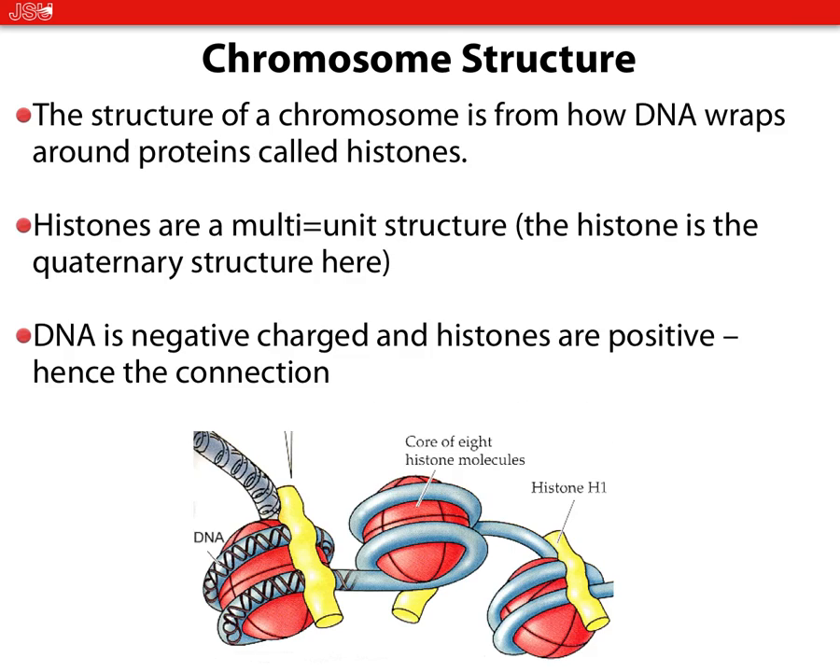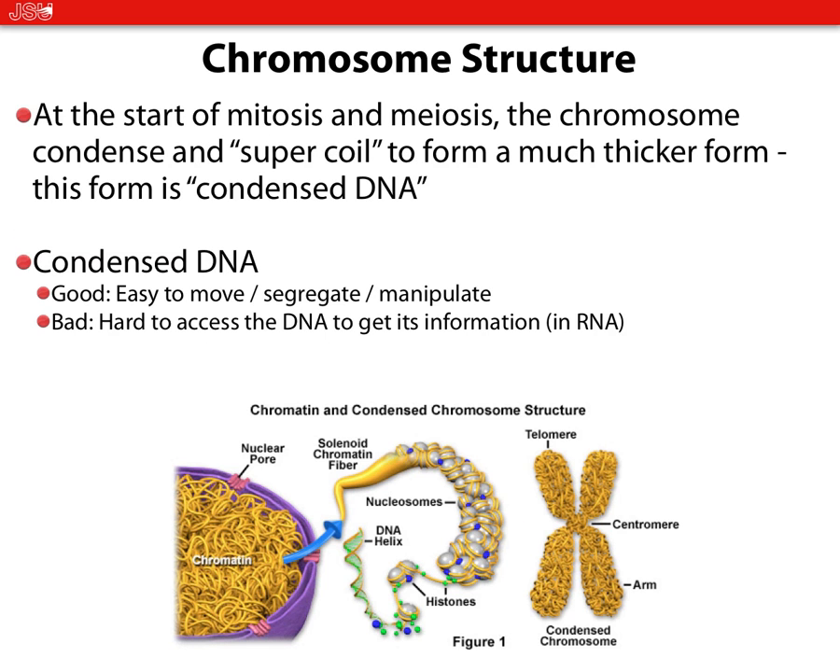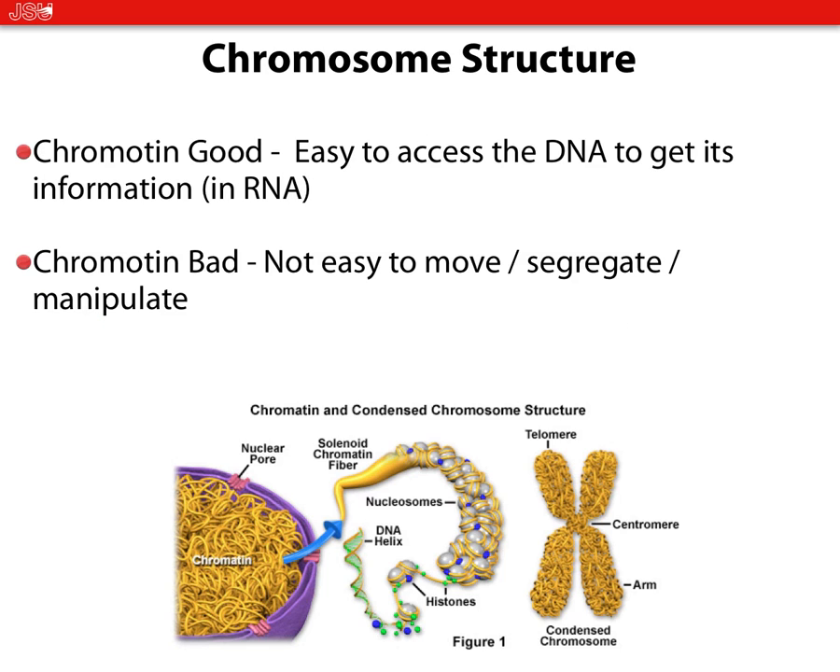So what's the take-home point here? Chromosomes come in two forms, chromatin and a condensed chromosome. When chromosomes are in the chromatin form, it's easy to get to the DNA and to the information, but it's not easy to move around. Think about trying to move spaghetti around. Not going to happen. It's like herding cats.